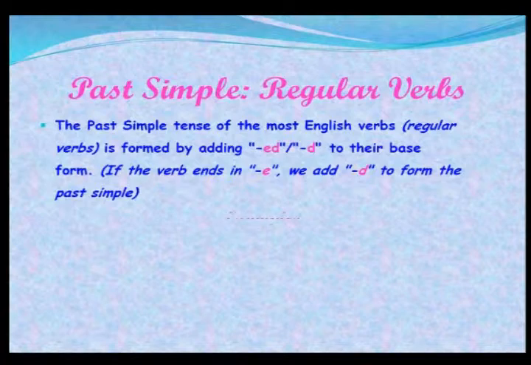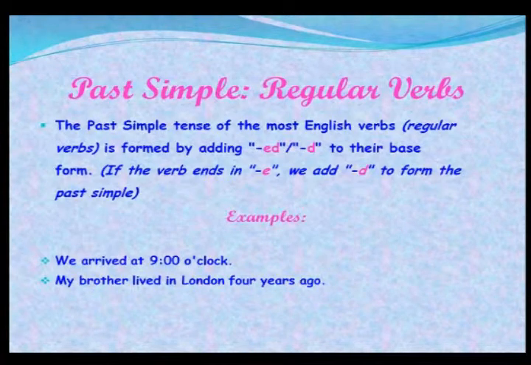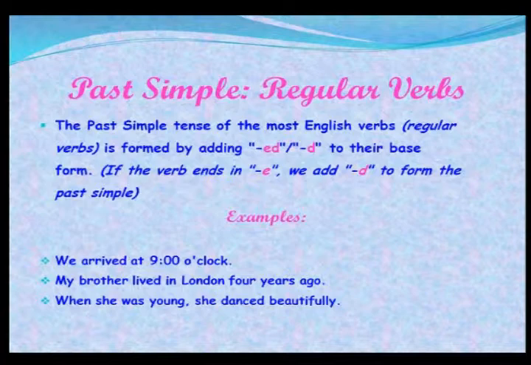of past simple. For example, we arrive at 9 o'clock. You see, when we write the word arrive, the end is e. So we just add only d, and we understand this verb refers to past simple. My brother lived in London for years ago. So live, we add d, is past simple. Okay, continue. When she was young, she danced beautifully. So was is past tense, then we add d, so it refers to the past.